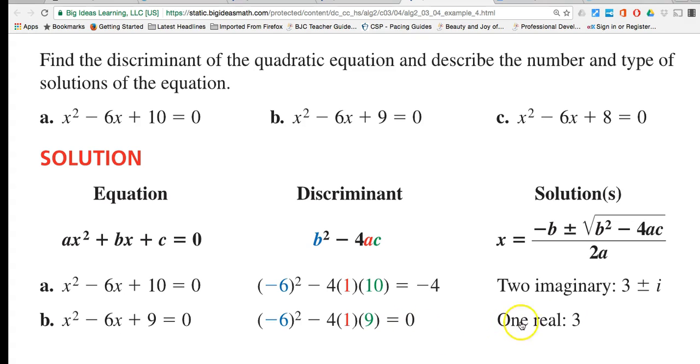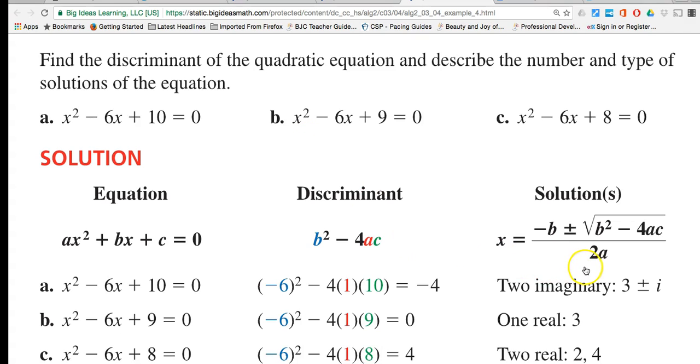Now notice, when we plug these values into our quadratic formula, we end up getting -b, which is positive 6, over 2 times a, which is just 2 times 1, which is 2. So we end up getting positive 6 over 2, which is 3. And we end up getting just one real solution. Remember, this here is the vertex of our parabola. We talked about this in class, so you can reference your notes if you're having some trouble. When we get a discriminant of 0, we have one real solution. And again, this is a real solution right here.